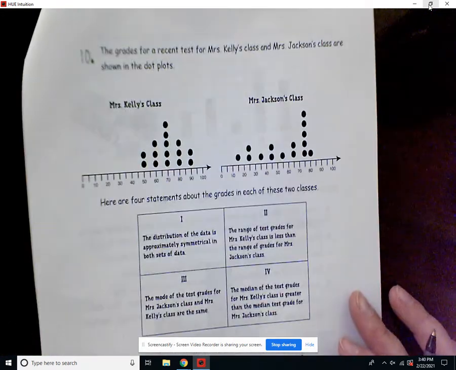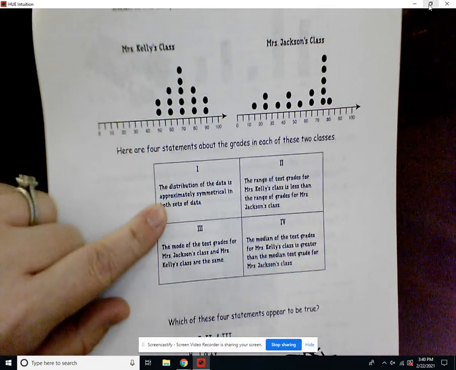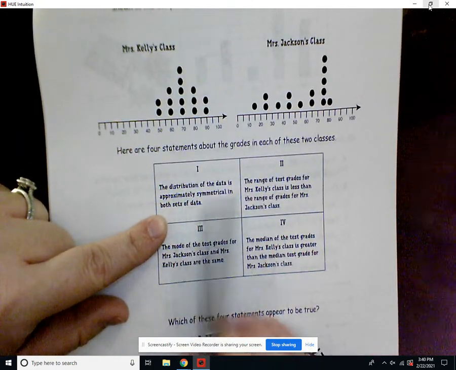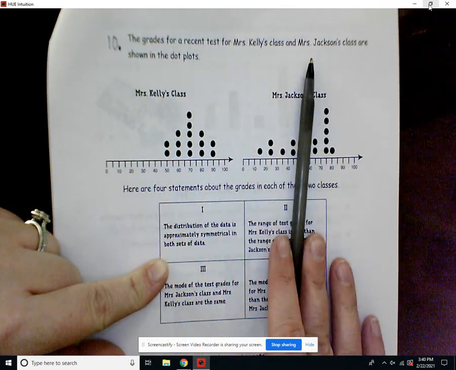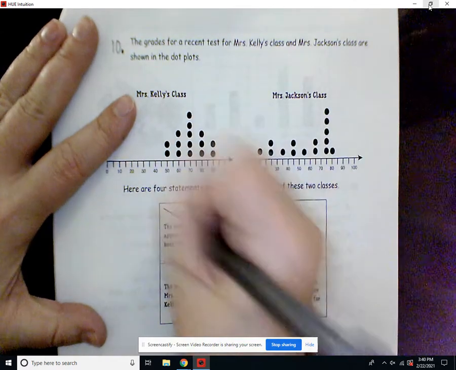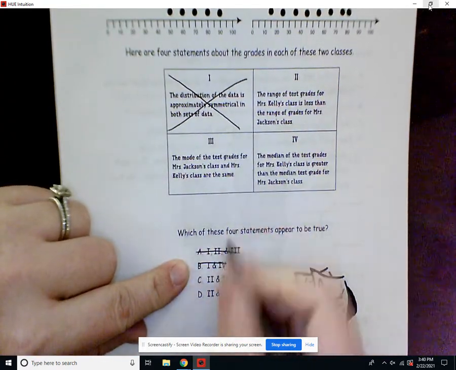Okay, and then for number 10, the grades for a recent test for Mrs. Kelly's class and Mrs. Jackson's class are shown in the dot plot. Here are 4 statements about the grades in each of these 2 classes. Which of these statements appears to be true? Okay, so 1: both data sets are symmetrical. Mrs. Kelly's class is symmetrical, but Mrs. Jackson's class is not. So 1 is wrong.